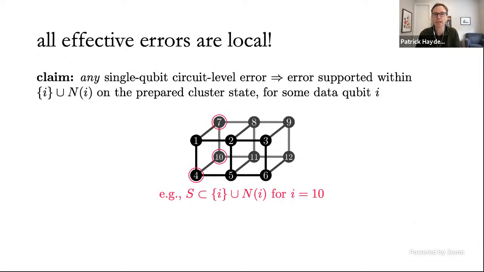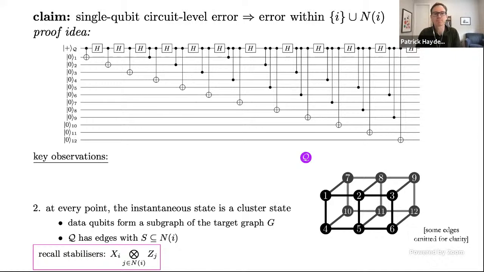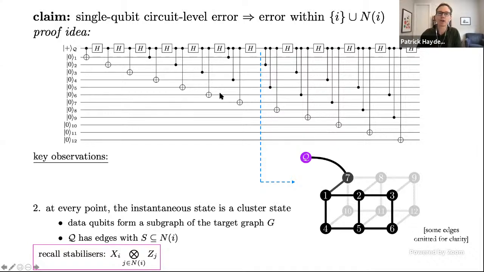Any single qubit circuit error, gate error, becomes an error supported in the neighborhood of a single qubit of the cluster state. And to see why, I erased an observation here, so we're going to go straight to number 2. The key point is that at every step of this cluster state preparation circuit, the quantum state is actually a cluster state. It's not necessarily the cluster state that we want, it's not our final cluster state, but it's some cluster state. And so we can use the reasoning to think about what would happen if there were the X error at this time that I indicated earlier.